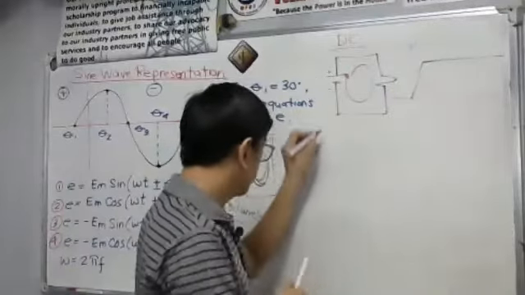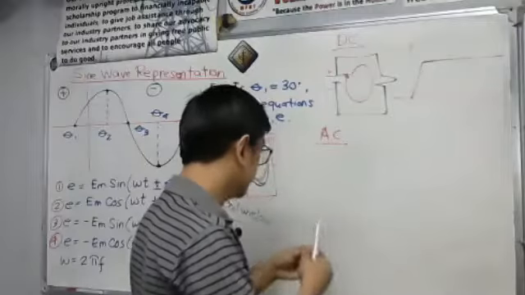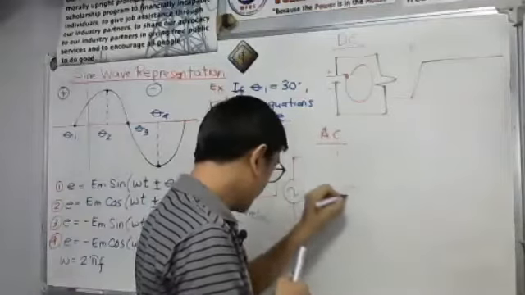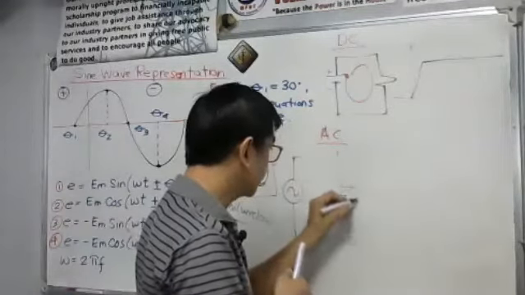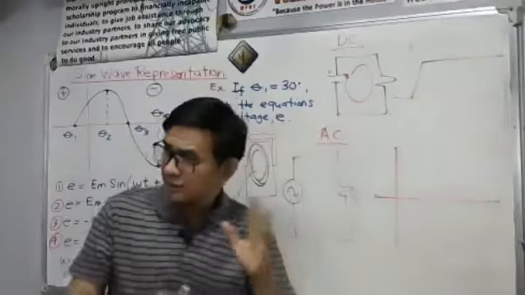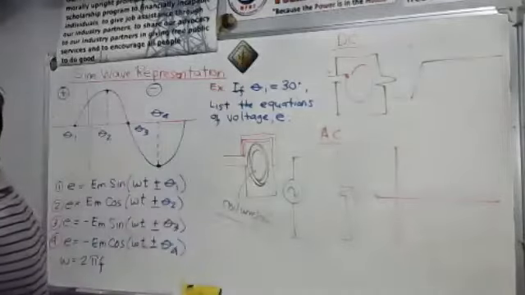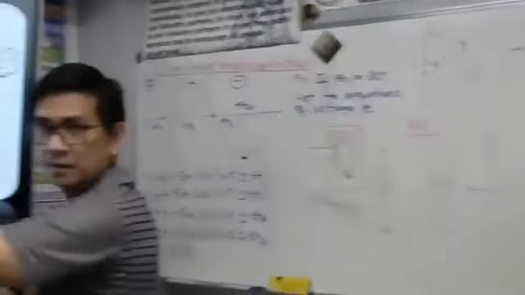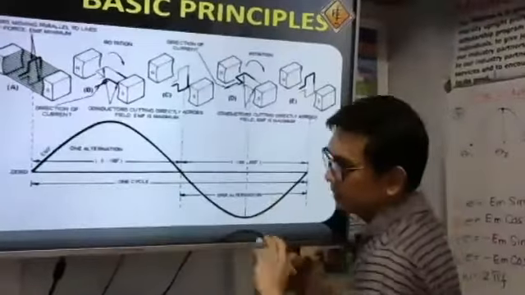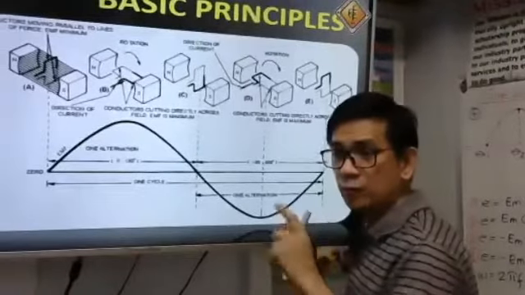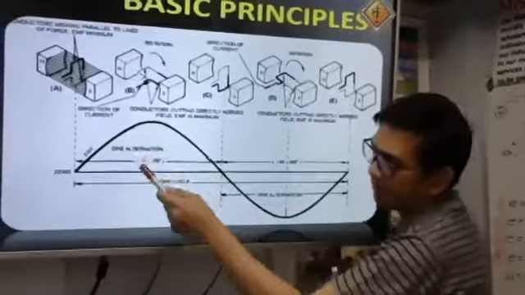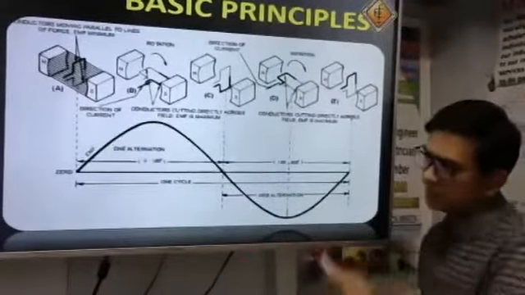If you have your AC source, alternating current, so we have here our AC voltage, then we have here a load resistance. So we have here, during the positive half cycle, this is what we call a cycle. Again, this is a cycle. Okay. One cycle, we have two alternations. We have the positive alternation and we have the negative alternation. This is the positive alternation. This is the negative alternation.